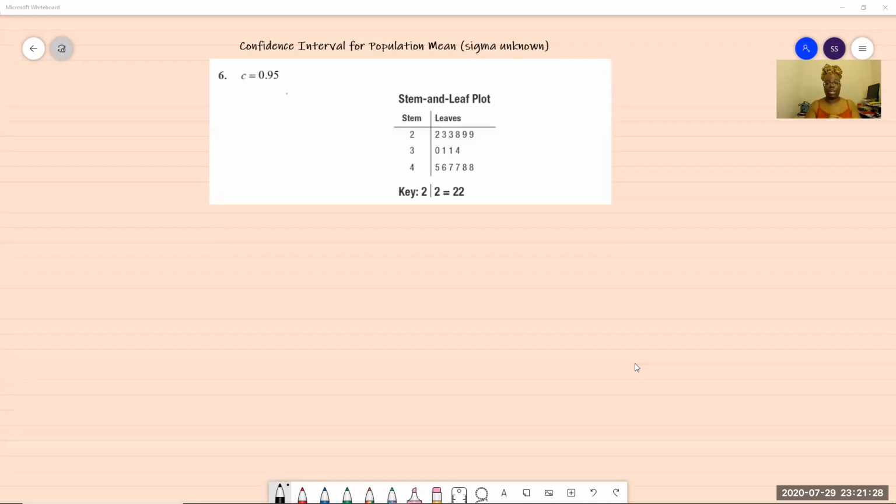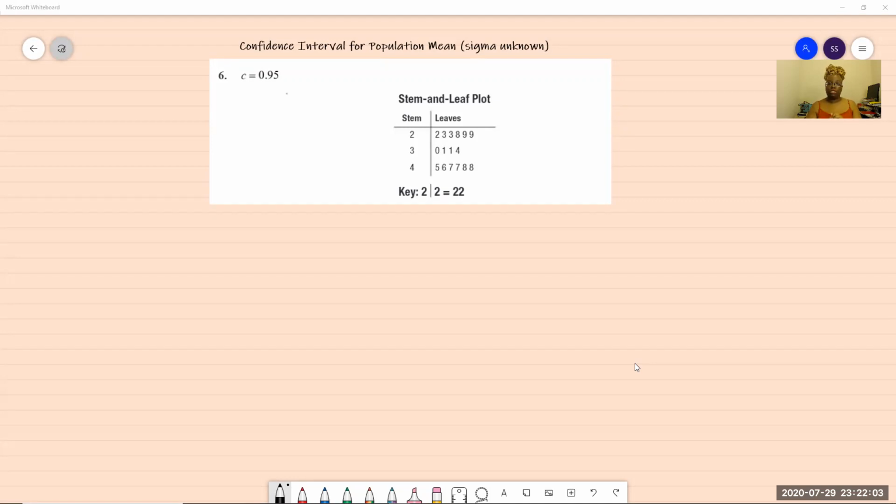Remember, on this channel we're focusing more on using the charts with the calculator, not just putting things into the calculator. As we look at this problem, we're given a stem and leaf plot. You should be able to read the stem and leaf plot using the key at the bottom: 2 | 2 equals 22, 23, 23, 28, 29, 29, etc. Up in the left-hand corner, you see C, which is your confidence level, is 95%, which they changed to 0.95. It doesn't ask anything else other than to find a confidence interval.